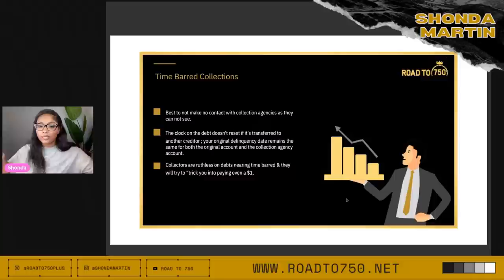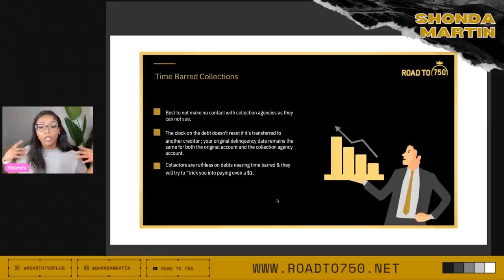So time barred is ones that are outside of the statute of limitations. But this is real quick because we aren't going to go through much of this, because time-barred collections are collections that I don't recommend that you challenge. Starting to open up the dispute process can be a way to get them to re-enter the statute of limitations. So if it's time barred, I personally would just let it sit.